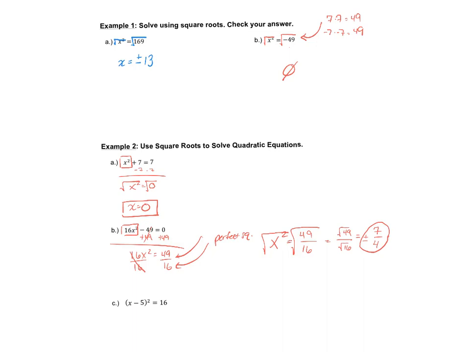Okay, in this next one, we can't isolate x first because we have this group of parentheses. It stays together. So to get rid of the squared, I have to square root.